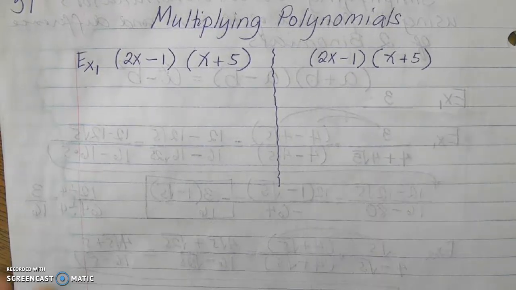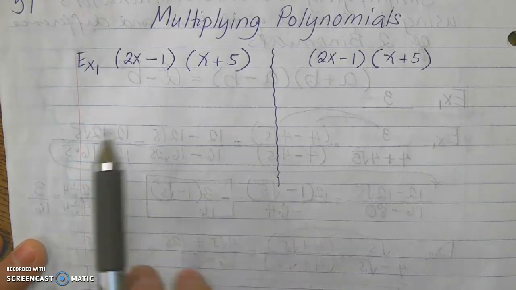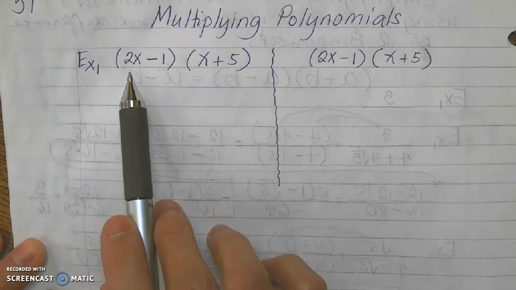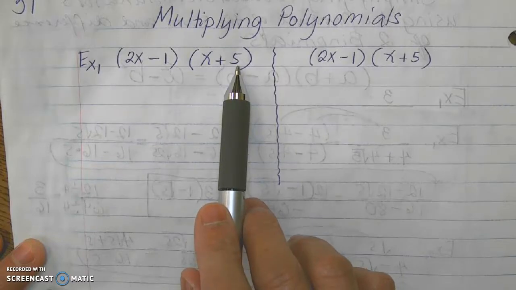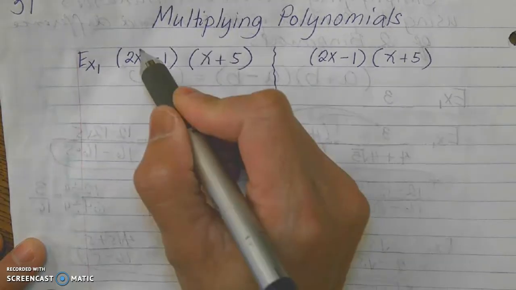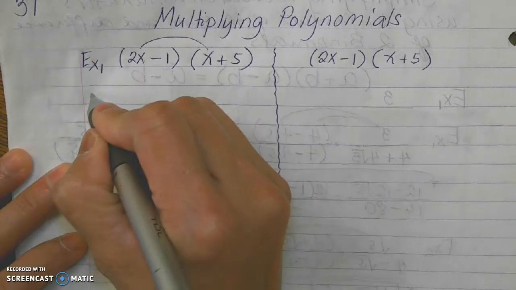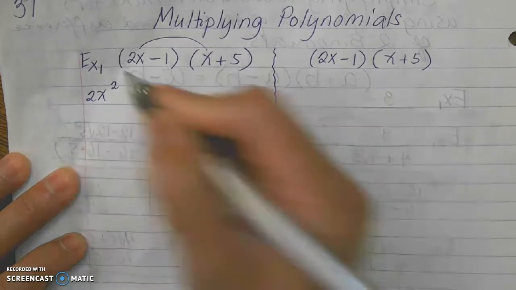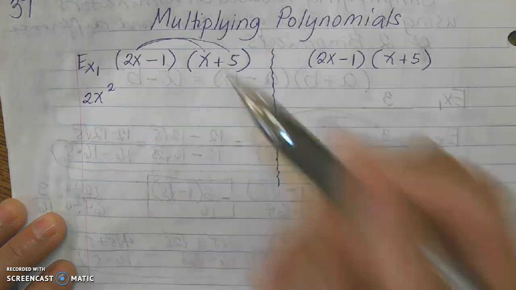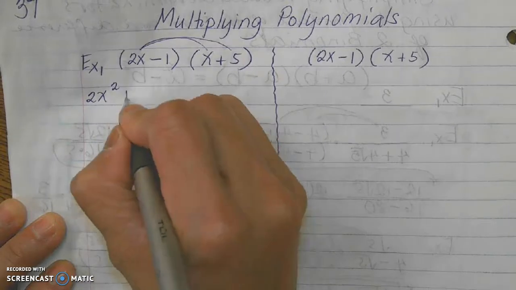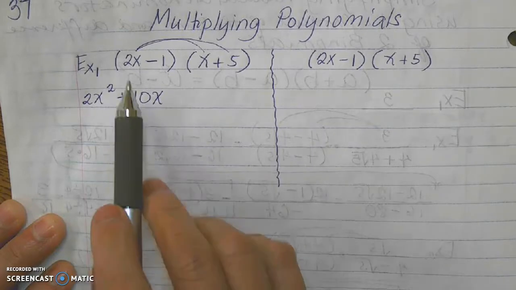So let's begin. When you're multiplying polynomials, it's very simple. What you're going to do is multiply each term with the other terms. So how is that done? 2x times x is going to be 2x squared, and then 2x times positive 5 is going to be positive 10x. Now I'm done with my 2x.